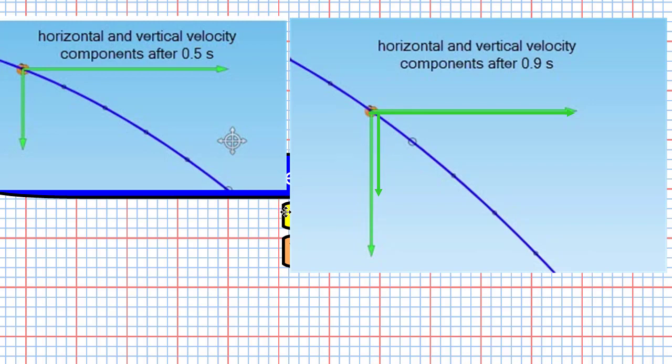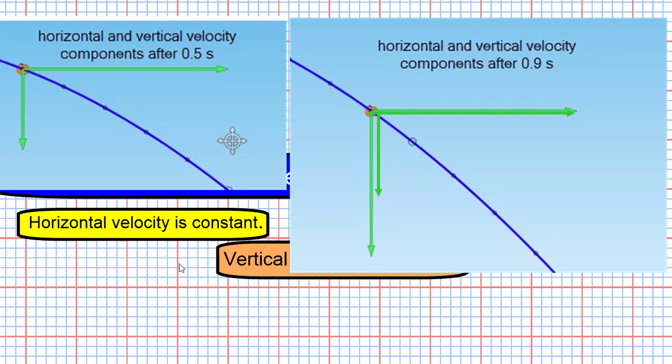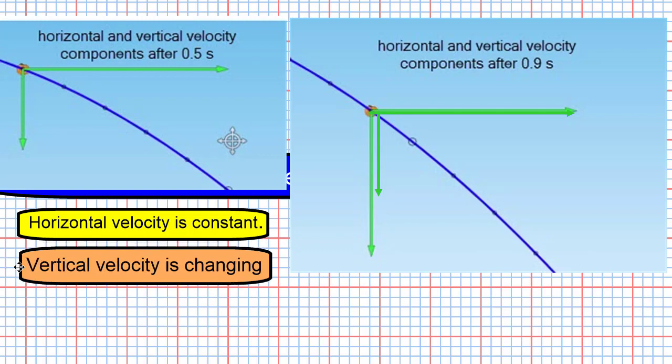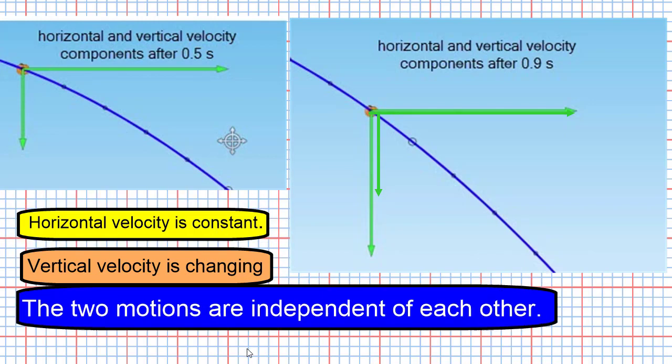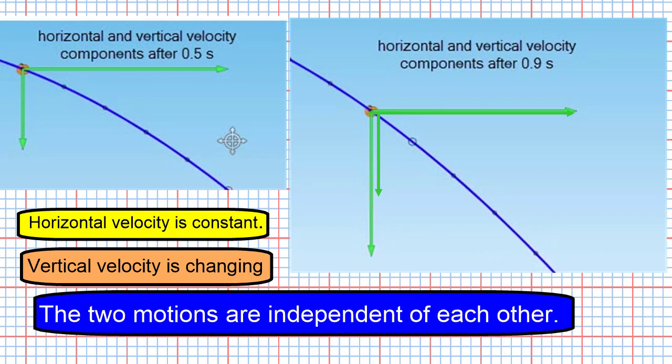So the important thing to note is this. Horizontal velocity is constant for a horizontal projectile, but its vertical velocity is changing, which means it's accelerating downwards. And the other key fact we have to remember, because the two components are at right angles to each other, is that the two motions are independent of each other. So when we go to look at different types of problems involving projectiles, we'll note we can treat them in two different separate independent ways. We can look at the motion horizontally and we can look at the motion vertically, because both are independent of each other.